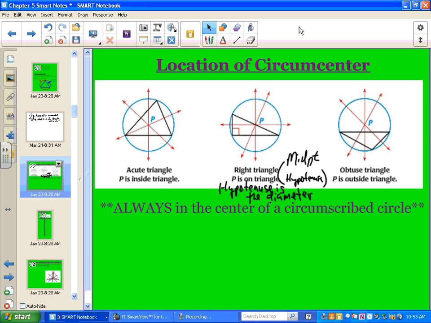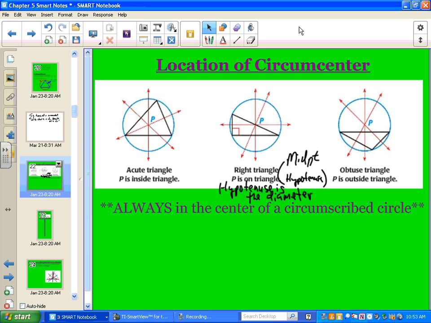In terms of a circumscribed circle, the circumcenter is always where, Nicole? In the center. For a triangle, the circumcenter can change its location. For an acute triangle, it's inside. For a right triangle, it's on the hypotenuse. It's on the midpoint of the hypotenuse. And for the obtuse triangle, it's located outside of the triangle.